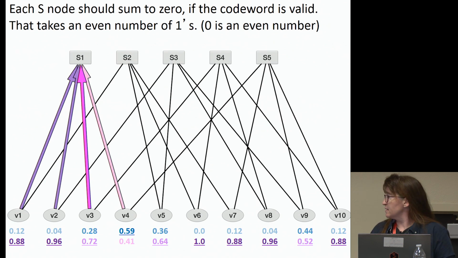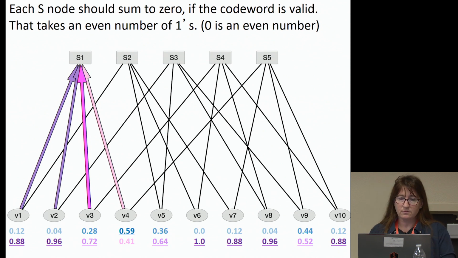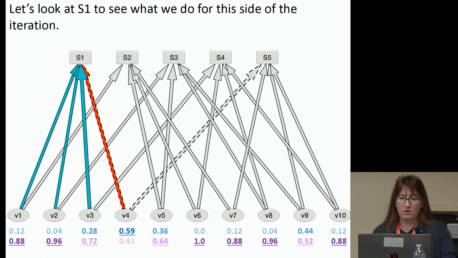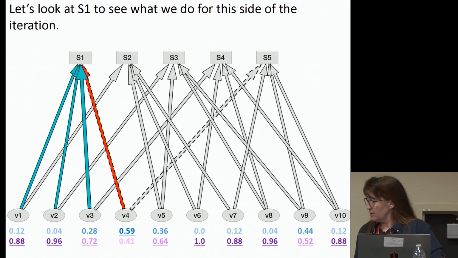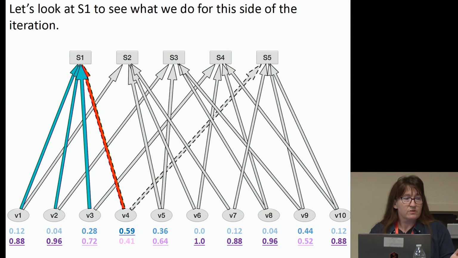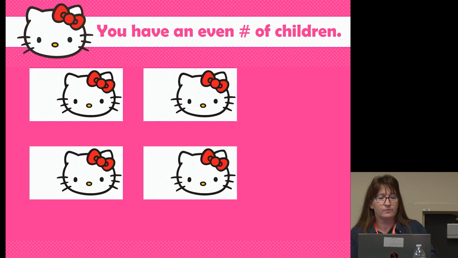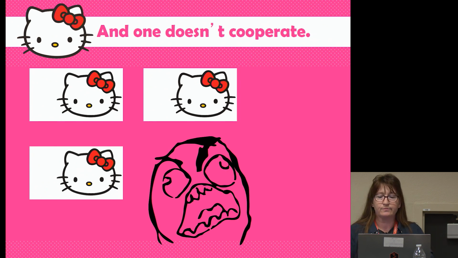Since I'm only connected to so many bits, you can kind of tell which ones may be at fault. I get a 0 when I have an even number of 1s, and 0 is an even number. Okay, so here we have 3 that we're really pretty sure of, and 1 that, I'm going to let you in on the secret, is the one that's in error. Okay, so I have 4 results going to S1. So you know how it is. You have an even number of children, and 1 isn't really cooperating.